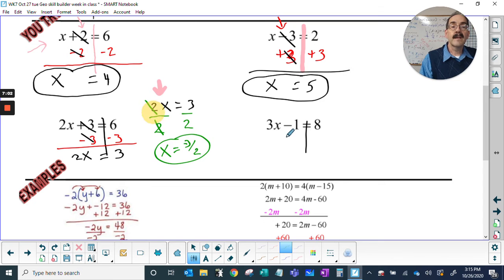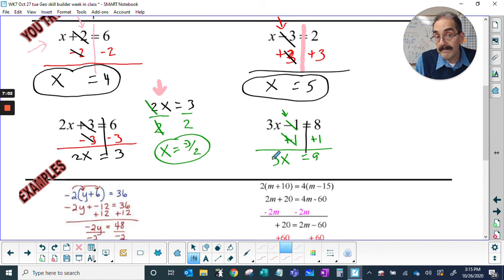Opposite of a negative is a positive. Add 1 to both sides, leaving us with 3x equals 9. What's the opposite of multiply? Divide. Divide both sides by 3. Remember, whatever we do to one side, we have to do the other. You can't divide one side and not the other because it won't be balanced. x equals 3.